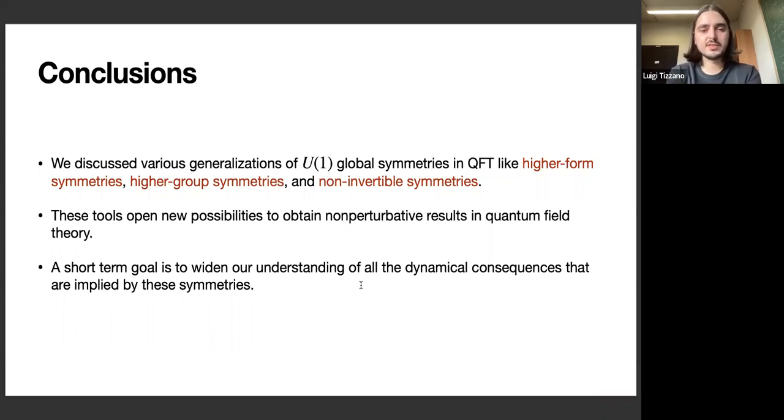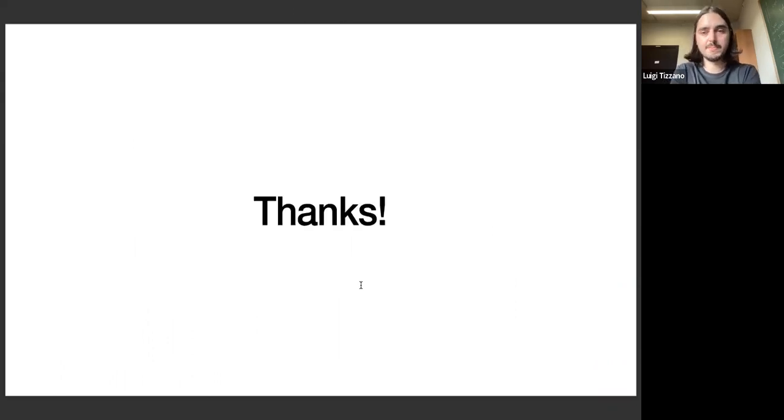And because all this structure gives us more data about quantum field theories, the most exciting possibility is that there will be new and more refined non-perturbative results that we can extract out of this tool. And of course, right now, we are still at the infancy of this program, and I think we should push more in this direction. And indeed, this is one of the short-term goals of myself and my collaborator, to try to understand all the dynamical consequences that are implied by these symmetries. And with this, I thank you very much for your attention.